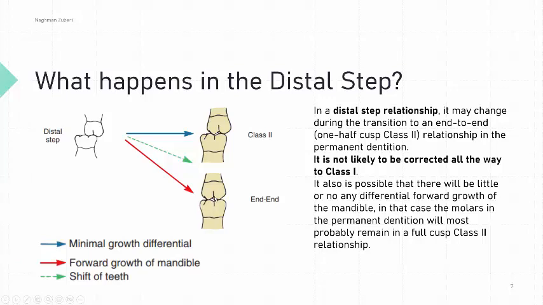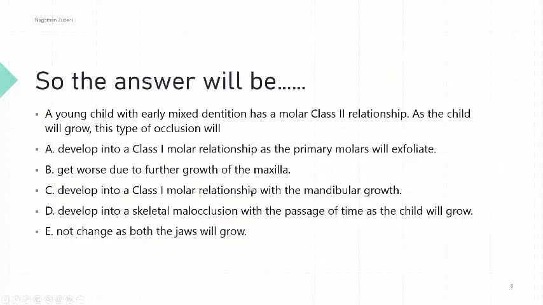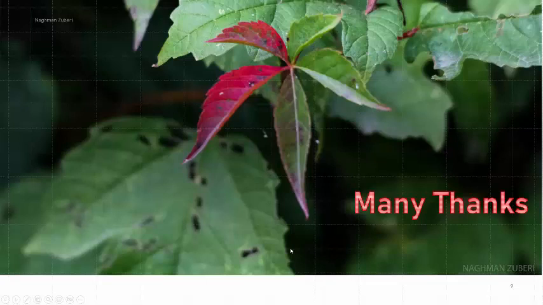To convert it into class 1 occlusion, you have to look at the situation, and if myofunctional appliances are given or interceptive orthodontics is initiated, then only it will be possible. But without intervention, it is not possible. So the answer is: a young child with early mixed dentition has a molar class 2 relationship. As the child grows, this type of occlusion will not change as both the jaws will grow.